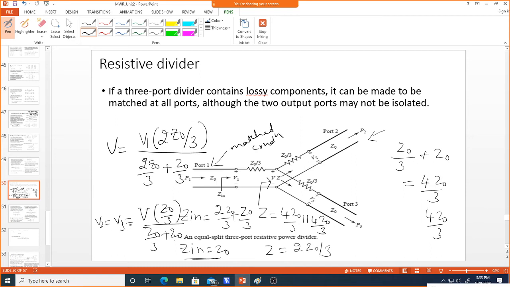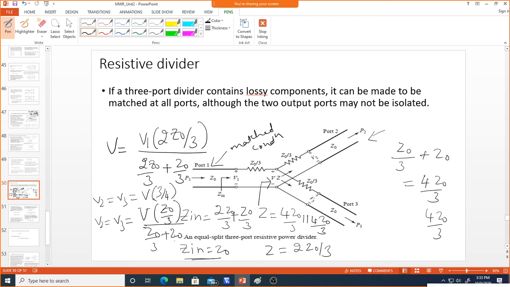So V2 equal to V3, which is equal to V1, that is V times, so if we calculate this, Z0 by 3 divided by 3Z0 plus Z0, that is 4Z0 by 3. So the 3 will get cancelled, which will give 3 by 4 of V.